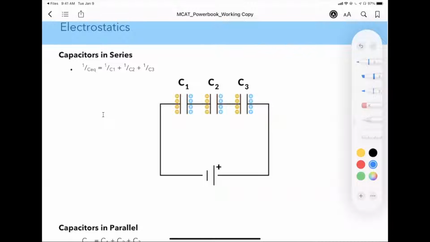we're trying to find out what the equivalent capacitance is, right? So you have these 3 capacitors here, right? What is the equivalent capacitor that we need to be able to hold the same amount of charge at the same voltage?